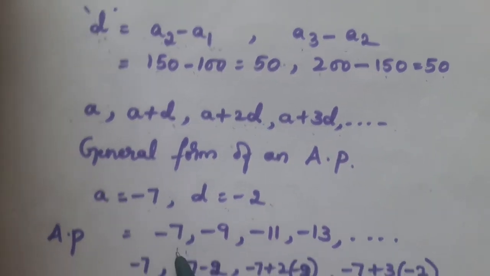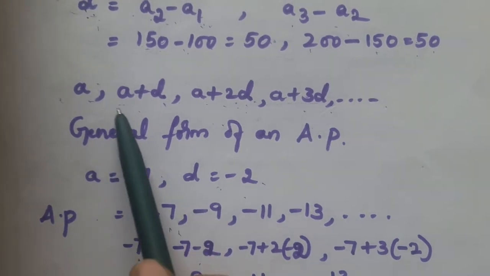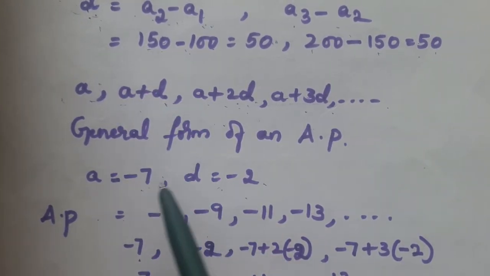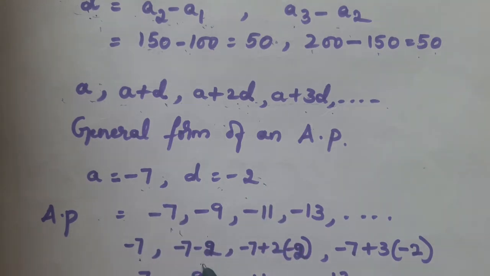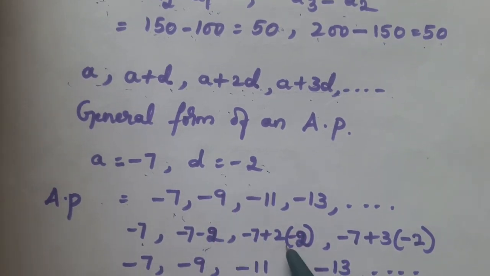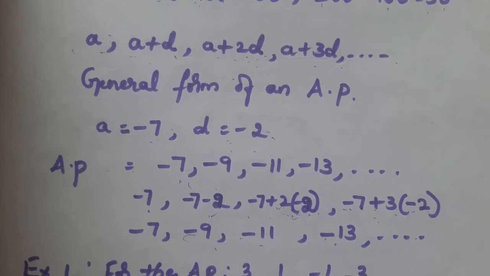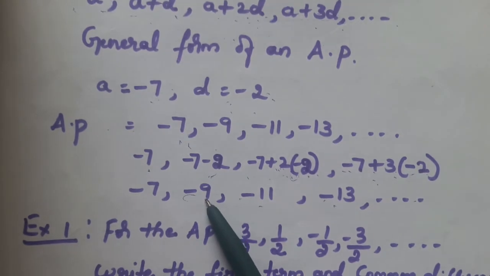So the first term is minus 7, and the second term is A plus D, that is minus 7 minus 2, that is minus 9. The third term is minus 7 plus 2 into minus 2, that is minus 7 minus 4, which is minus 11. Then minus 7 plus 3 into minus 2, minus 3 twos are 6, minus 7 minus 6 is minus 13, etc. So this is an AP. If we know the first term and the common difference, we can find out the AP easily.